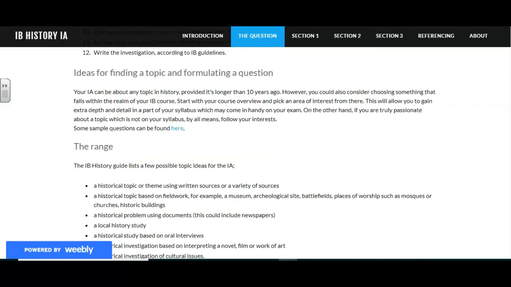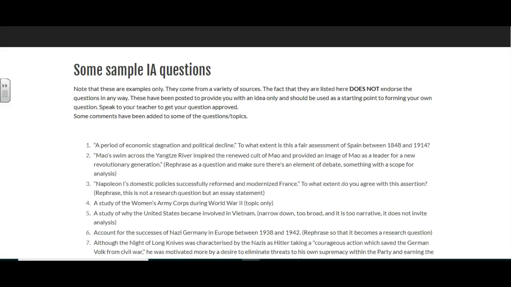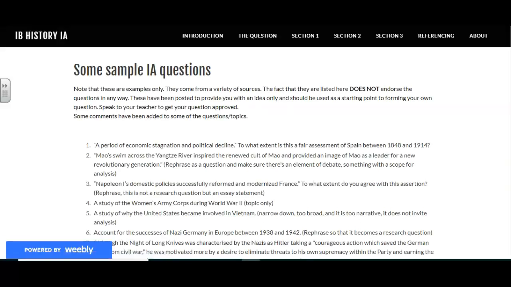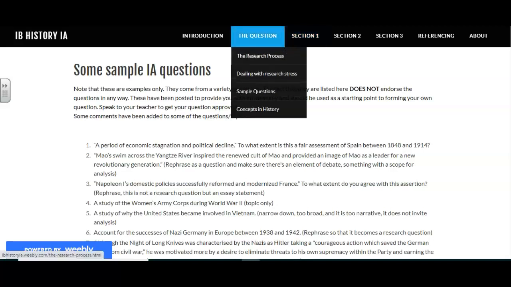Here are some different sample questions. I would recommend you look at these. I wouldn't necessarily do exactly what these sample questions are saying. This is just going to give you a way of finding some possible ways you can look at it, seeing some things that other people have done so you understand how to take this IA forward. Again, if you find something in here that you like, you're more than welcome to do it. However, I would recommend make sure it's something that you're definitely interested in.